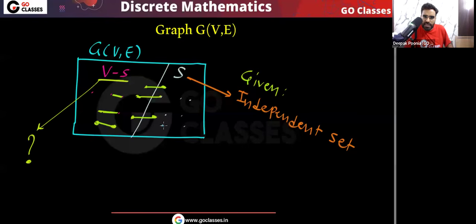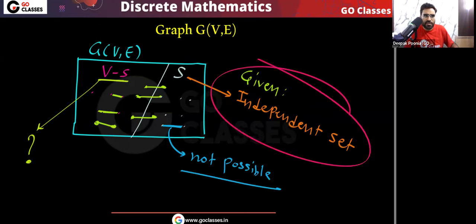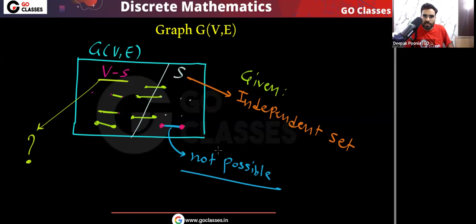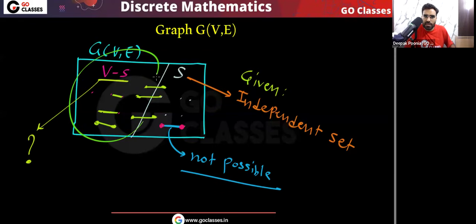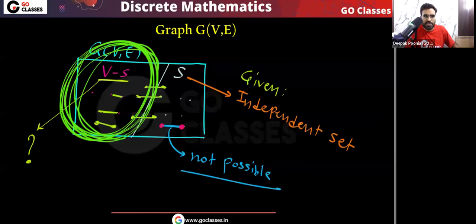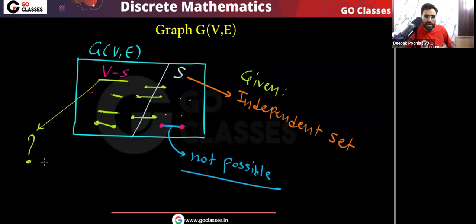So this type of edge is not possible, because these are pairwise non-adjacent. This S is an independent set. So finally, what is this V minus S? This area, these vertices, are a vertex cover, because it is covering all the edges. You can see this subset of vertices, V minus S, is touching all the edges. So V minus S is basically a vertex cover.